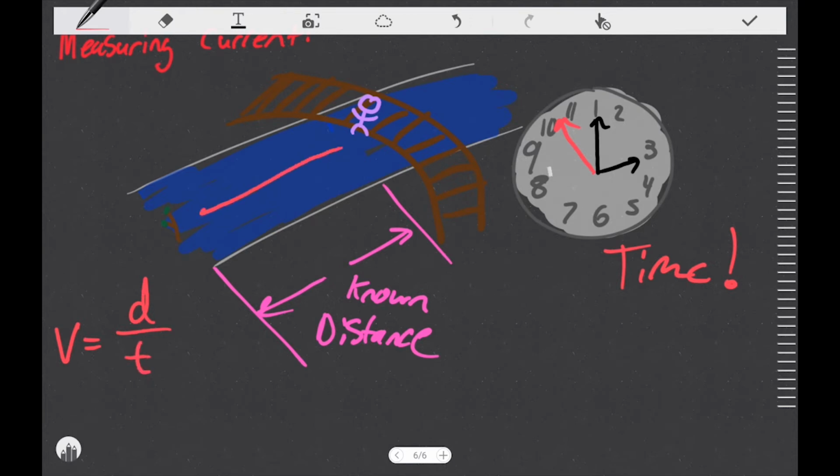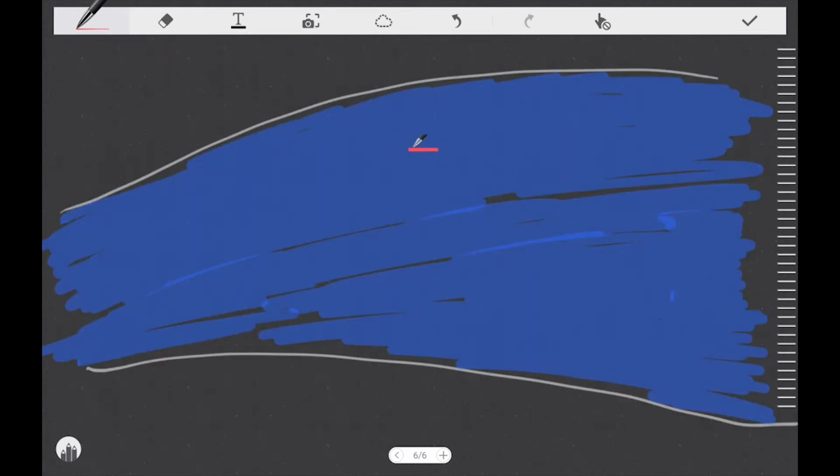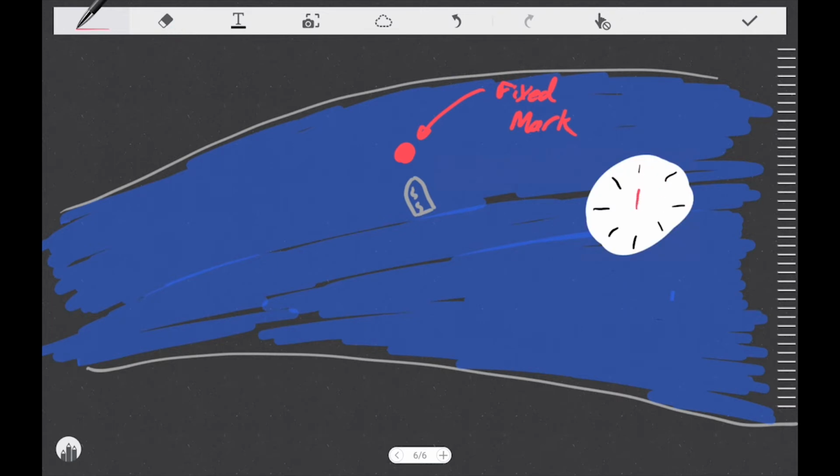We can calculate the speed by dividing the distance traveled by the time it took to travel that distance. We know the direction from watching where the stick started and where it ended up. So we could actually do this out on the open water as well if we're in a boat. And if we're in a boat, it might be more convenient to turn our boat into the stick, so to speak. So what we could do is we could luff up near a fixed mark so that our boat would not be sailing forward or backwards.